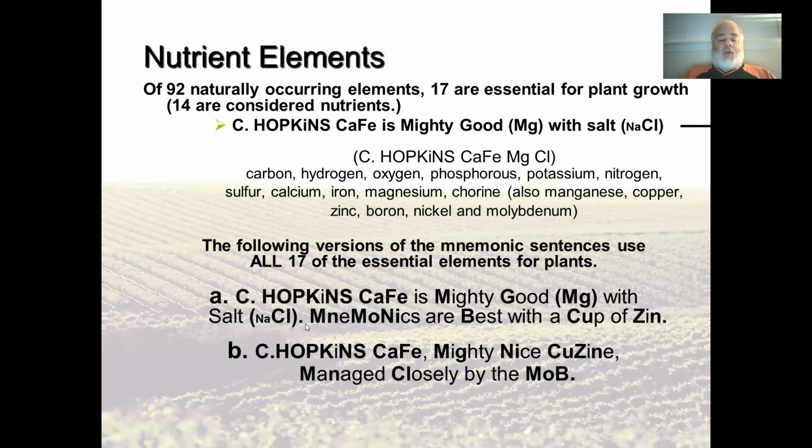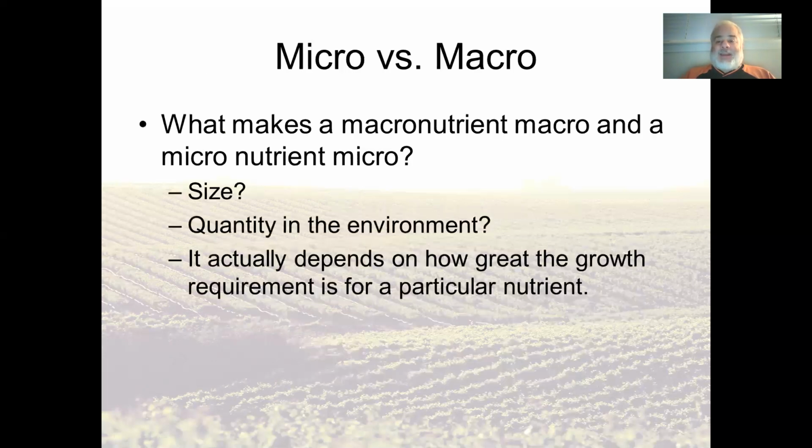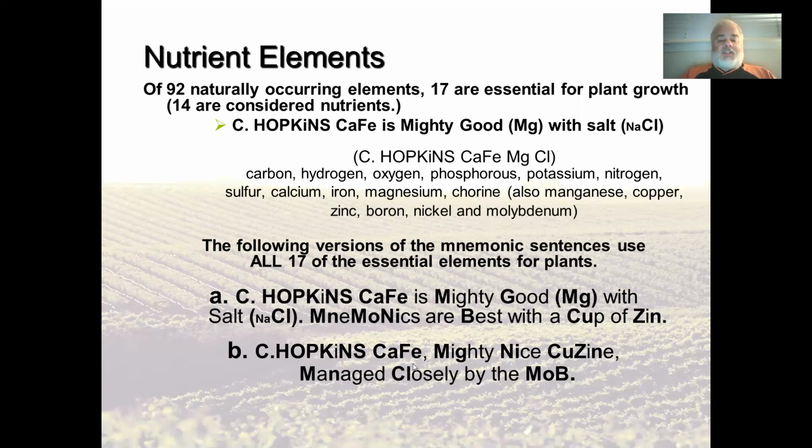And I would suggest you memorize one. Either A, C. Hopkins Cafe is mighty good with salt. Mnemonics are best with a cup of Zin. Zinfandel. This is a wine class, right? Oops. Or the second one, C. Hopkins Cafe, mighty nice cuisine managed closely by the mob.